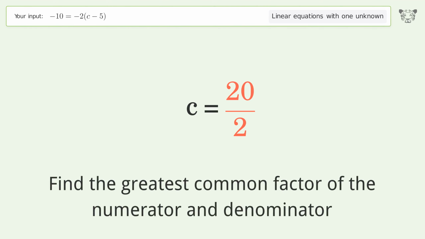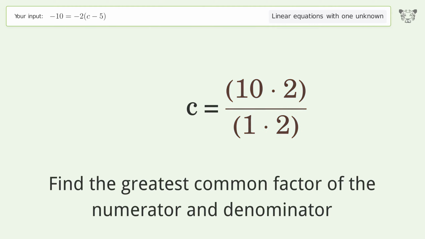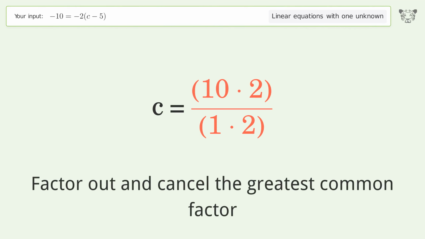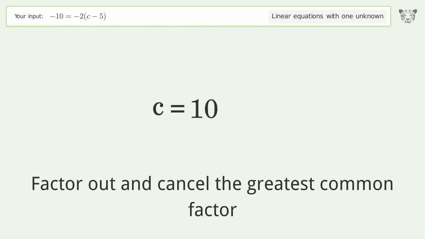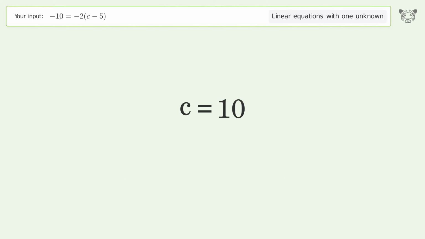Find the greatest common factor of the numerator and denominator. Factor out and cancel the greatest common factor. And so the final result is c equals 10.